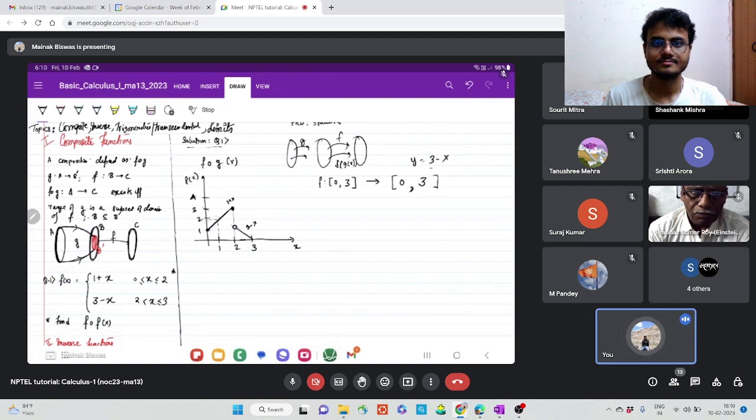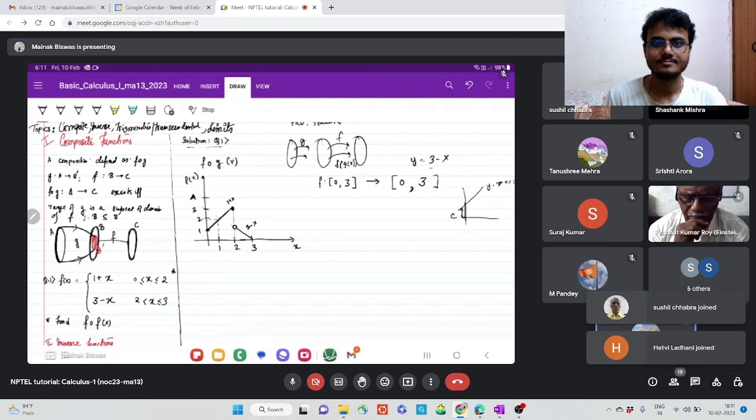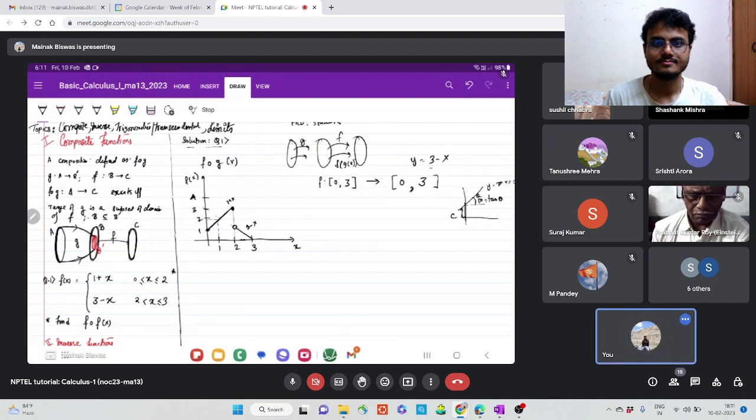So okay, I see no one responding. Is it clear how I plotted this function f of x? I plotted it using two lines. We know that a line can be plotted like this: y equals mx plus c, where c is the intercept of this line, and m is nothing but tan theta, that is the angle with the x-axis. So I guess it is clear, right?